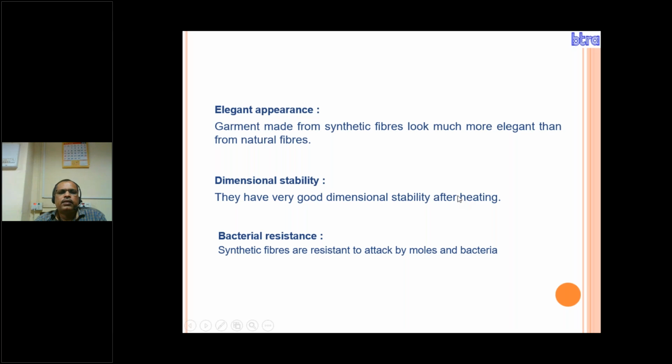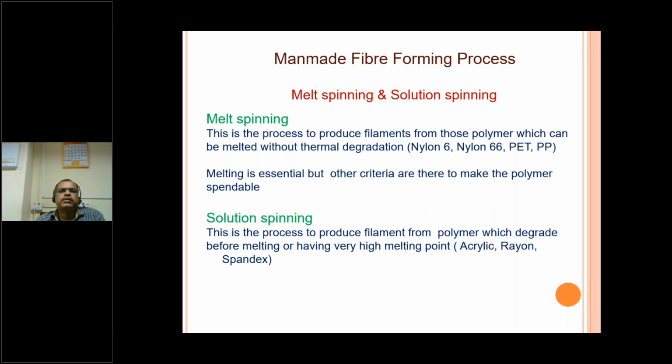So dimensional stability and these are some properties which we can find in the synthetic fibers, and some properties we can find in the natural fibers. Natural fibers are more comfortable than the synthetic, but they are vulnerable to biological attacks and degrade easily, crease forms easily, recovery is less, and some properties are also comparatively less than the synthetic fibers.